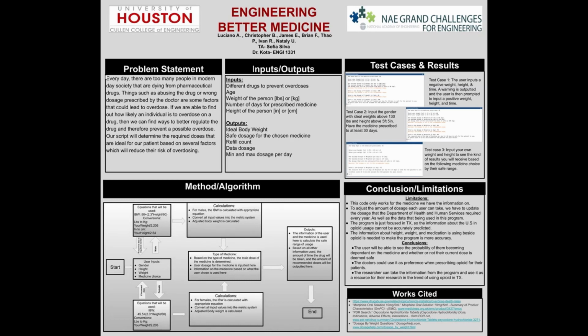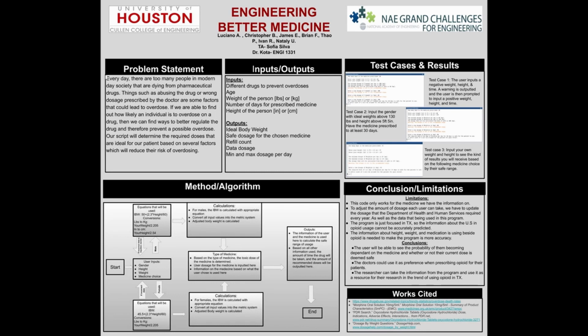Okay, so James pretty much covered the user inputs before, but I'll go over it again on the algorithm sheet. To start things off, the user will input a couple of things like their gender, if they're male or female, and their height. They could input their height in inches or centimeters. They could also input their weight in kilograms or pounds, and they could also choose the type of medicine they would like to be prescribed.